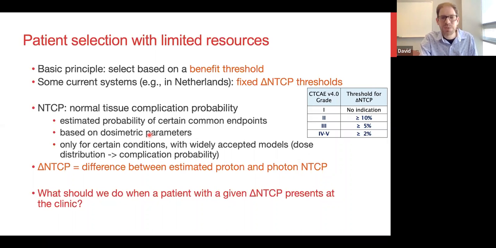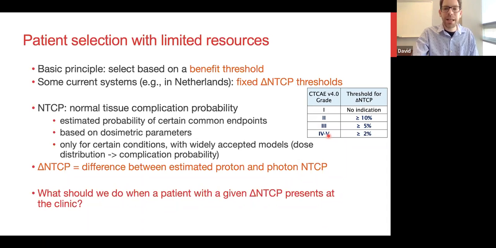And of course, this can only be used for certain conditions where we have widely accepted models where there's plenty of data and we can really understand the relationship between the dose distribution and the complication probability. So for example, in the Netherlands, depending on the particular endpoint in mind, they grade those. Some of these adverse effects are very mild. They don't really affect the patient's quality of life in any major way. Whereas some other ones, like a grade 2, could be something where already some medical intervention is needed to counteract the problem. And something like grade 5 would be that the patient could die because of that adverse effect.